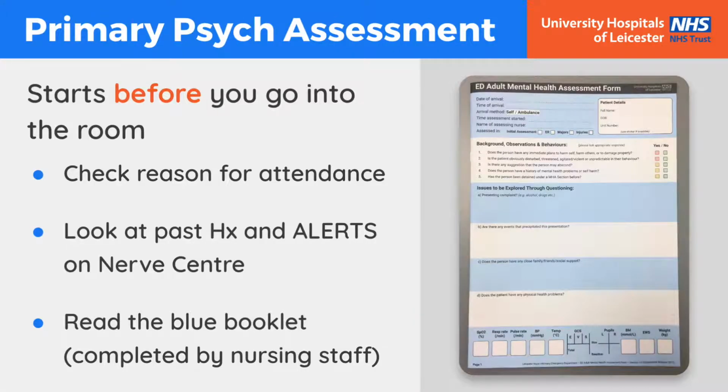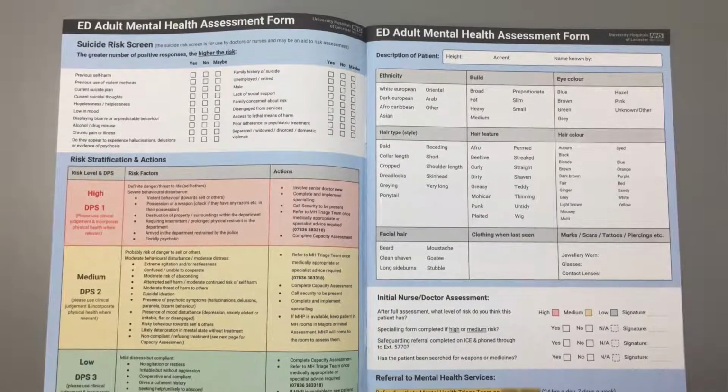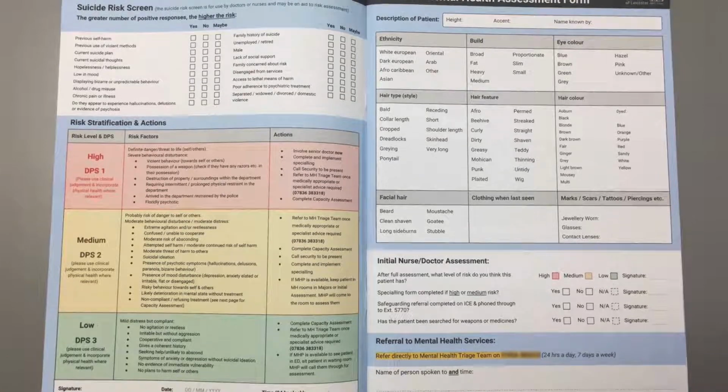Primary psychiatry assessment first. This starts before you go into the room. Check the reason for attendance on Nerve Centre, and also previous attendance there. Also look at the alert. This is to check that there isn't any safety issues with the patient and previous violence and aggression. Patients who present with mental health conditions in the emergency department have slightly separate paperwork known as the Blue Book, which is completed by the nurses. Read this before you go in to see the patient. It's quite thick, but all the relevant information you'll need before seeing them is contained in the first 3 pages.